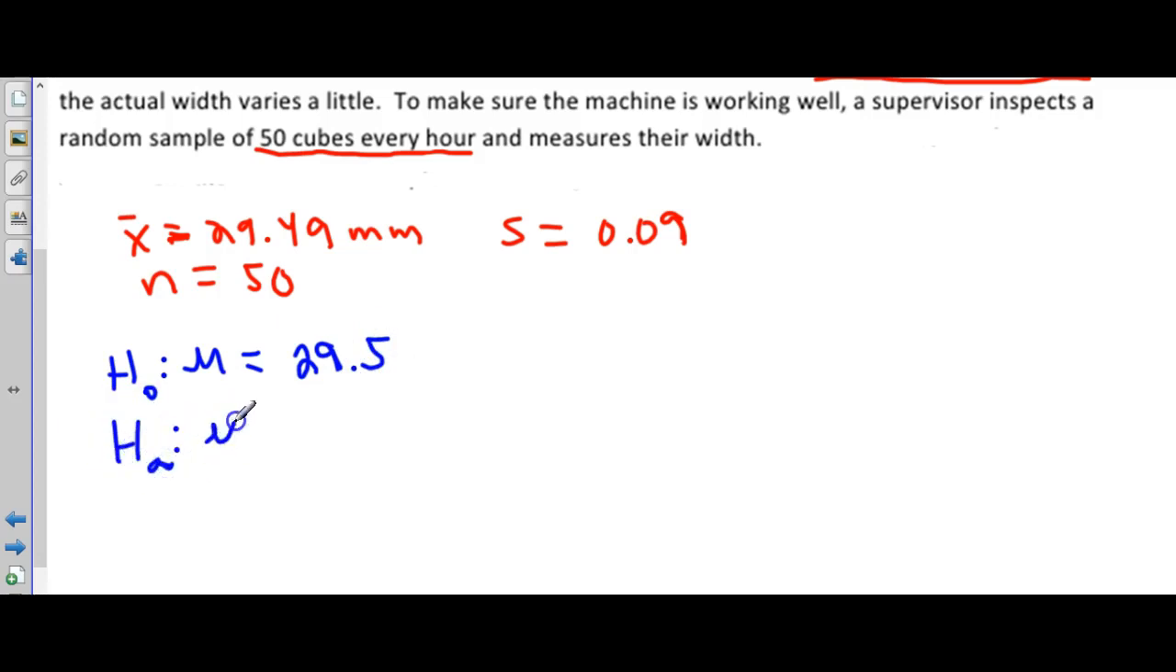In other words, the cubes being produced have too large of a width or too small of a width on average. Either way, we're going to have a problem. So we want this to be a two-tailed test. And remember to always state the name of your test. We are doing a one sample t-test.